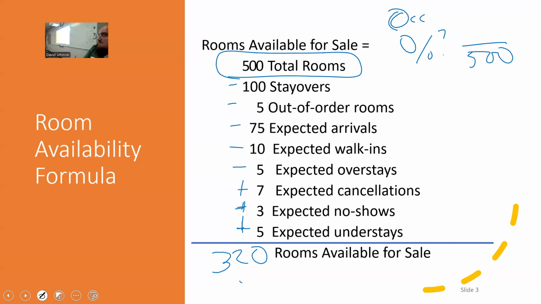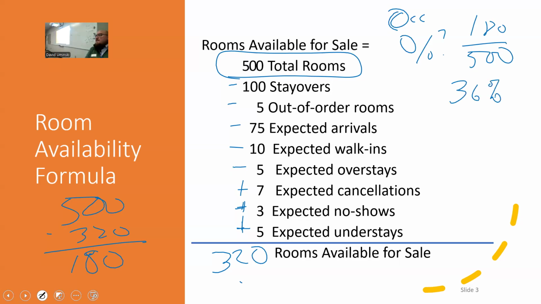Right? So 500 minus the 320 is 180. That was a good guess, because we are going to divide two numbers, but in this case, we're going to divide 180 by 500, and that gives us 36% occupancy. Okay, 36% occupancy.